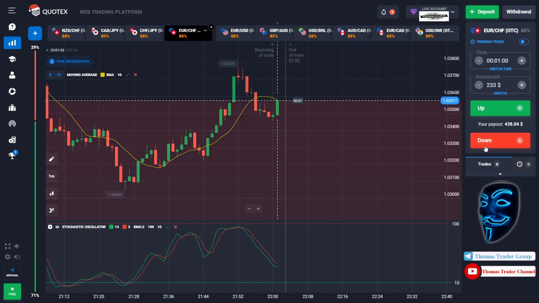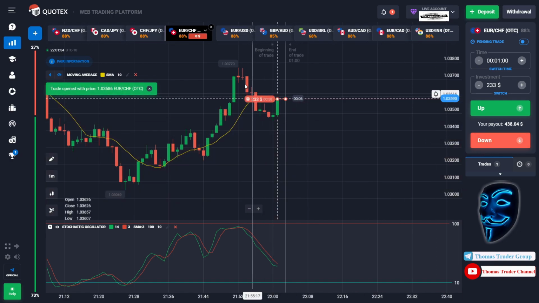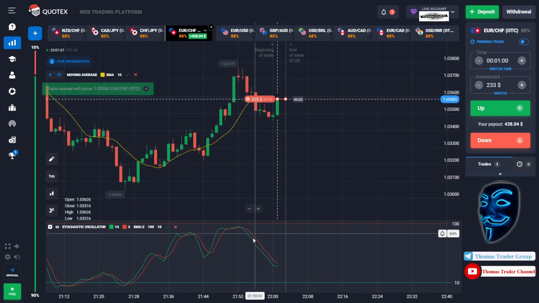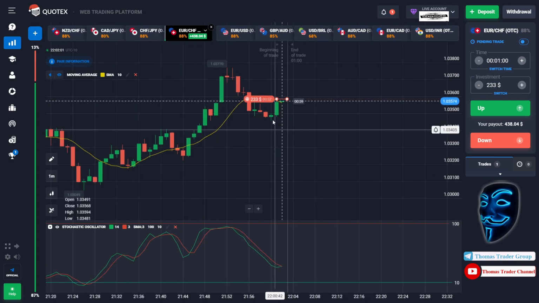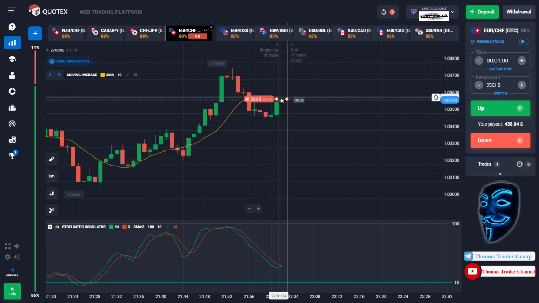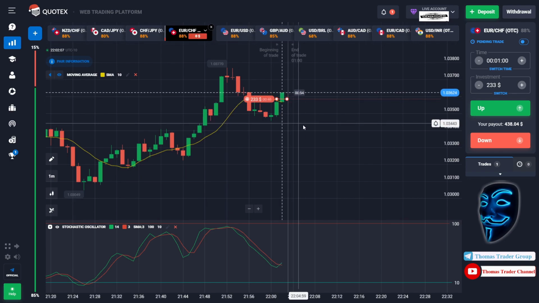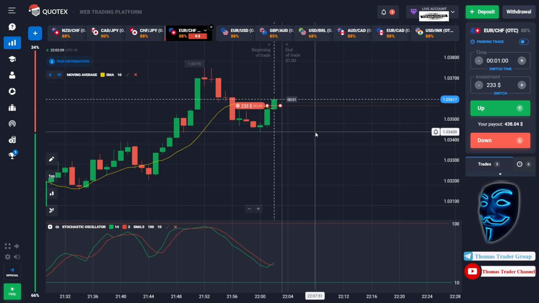Over here we can open sell for 1 minute. As you can see, the market is going bearish and the stochastic oscillator is also facing bearish trend, and the market has already touched the moving average line. When the market touches the moving average line, it will make a rebound and it will continue the bearish trend. Let's prove it here and let's wait till the end of our trade.